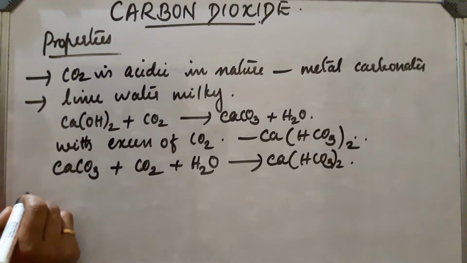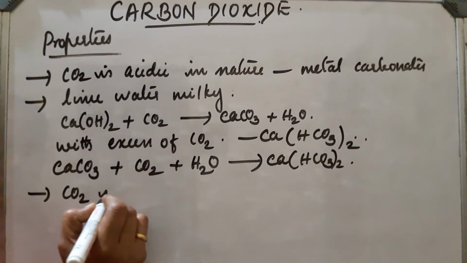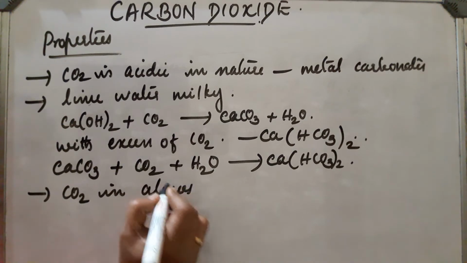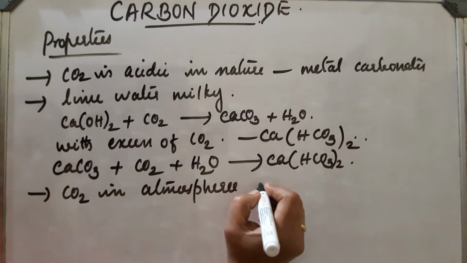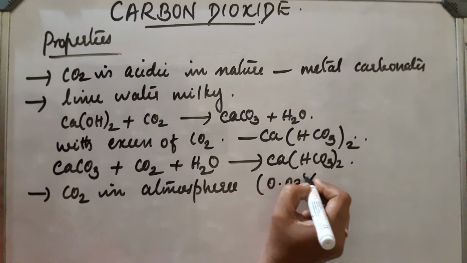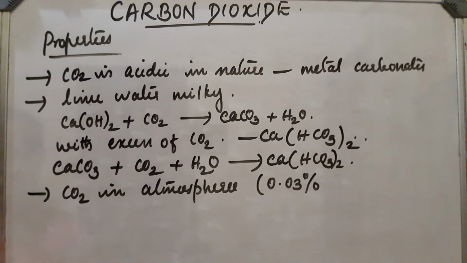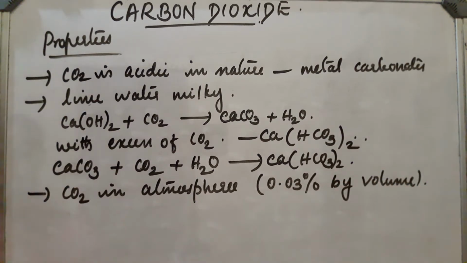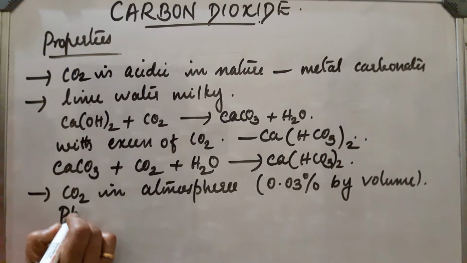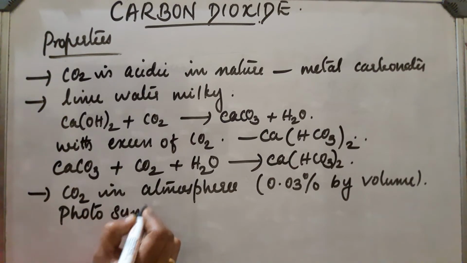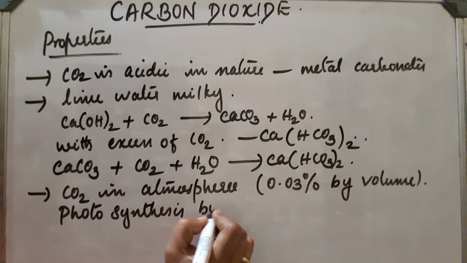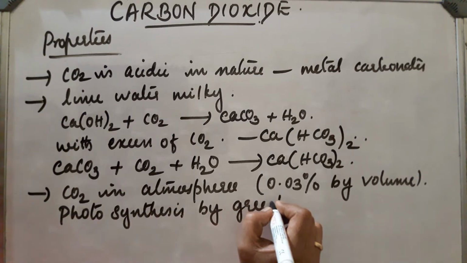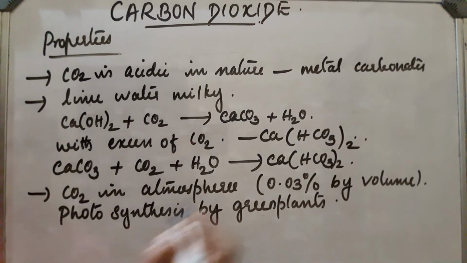Next point, carbon dioxide in the atmosphere is about 0.03% by volume. This carbon dioxide is removed by photosynthesis by green plants. They use this carbon dioxide and form carbohydrates.